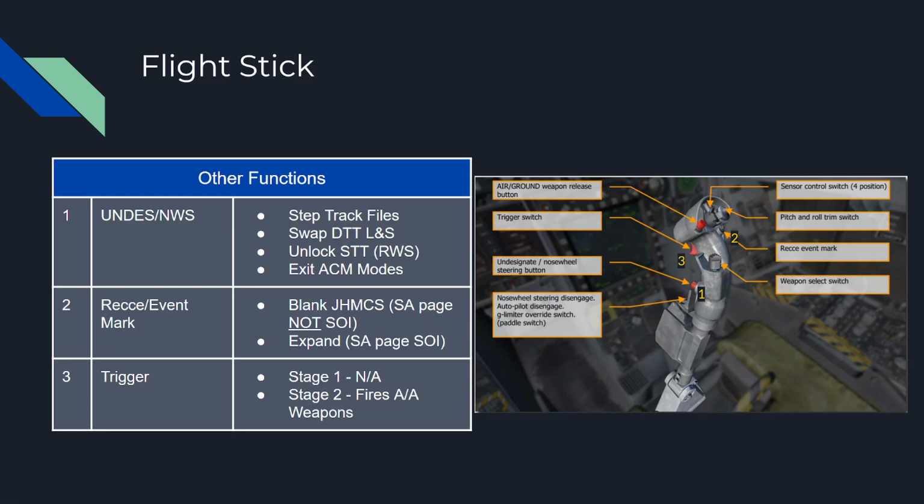The Recce event mark switch, which is right under the castle switch or right under the trim switch, is going to blank your JHMCS as long as your SA page is not the sensor of interest. And it's also going to expand on the SA page if it is your sensor of interest. So be careful with that. Your trigger, stage 1, doesn't do much. I believe it's supposed to fire the laser in air-to-ground mode. Stage 2, which is fully depressing it, is going to fire your forward-firing munitions or air-to-air weapons.